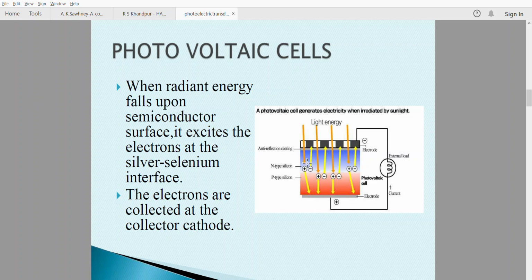If you see in this diagram, you can see that when the radiation, the light energy, falls on the semiconductor surface, at that interface there is production of electrons in the silver selenium interface, and they are collected in the opposite electrode, that is the cathode. Okay.